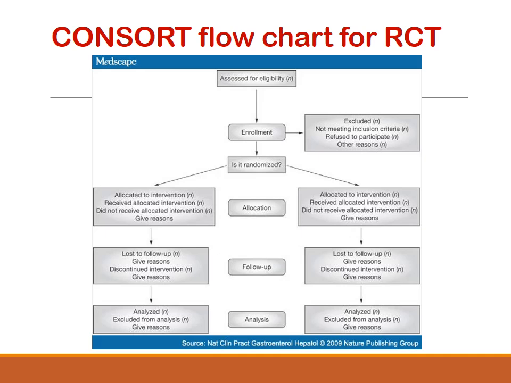Now, the flowchart for an RCT is an important thing. Consort is a consensus statement for RCTs or randomized trials. I won't go into the details of this, but it is now expected that if you do an RCT, you give a consort diagram which looks like this. What it basically tells you is the way you enrolled your subjects, the way you excluded a few people, the way you randomized, and the way you allocated.